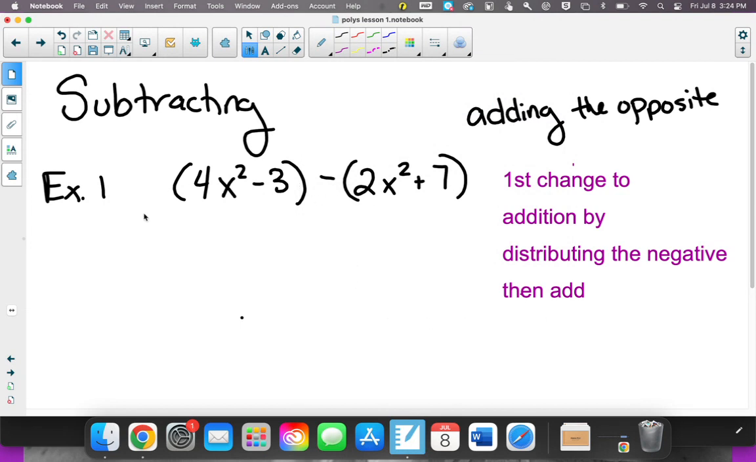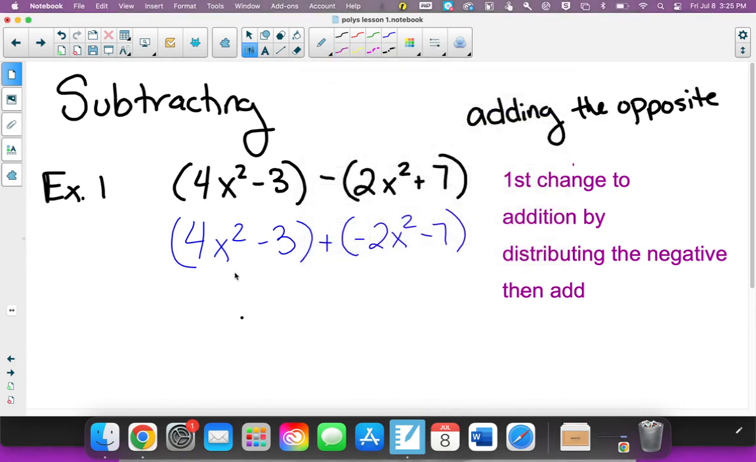So basically, this will become, okay, so there we go. 4x squared minus 3. Okay, that becomes addition, and everything changes. So the 2x squared becomes a negative, and so does the 7. Okay, so now it's rewritten as an addition problem, and then we are going to treat it just like we did the last ones. We're going to combine our like terms, so we're going to group them together.